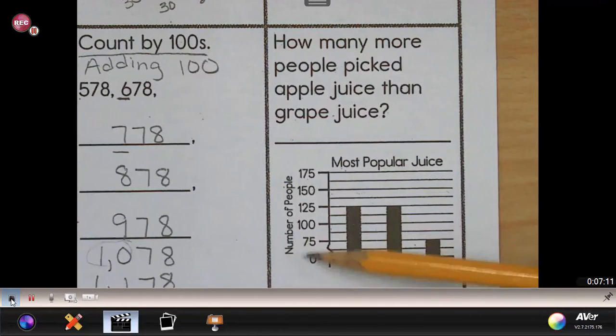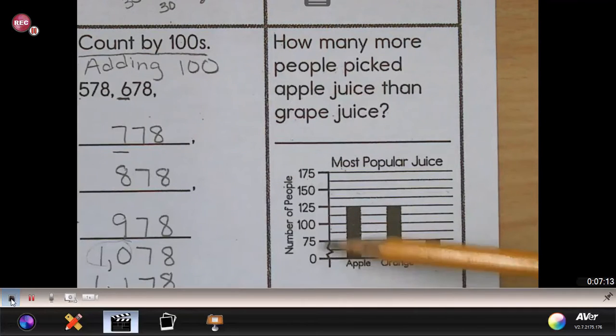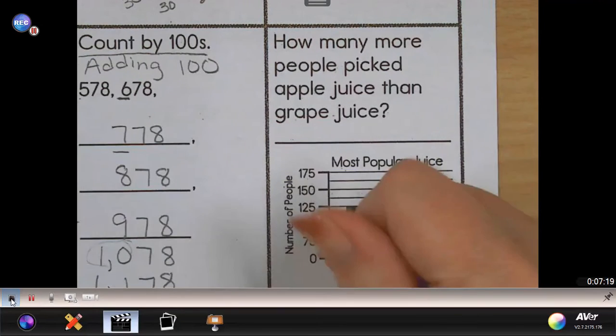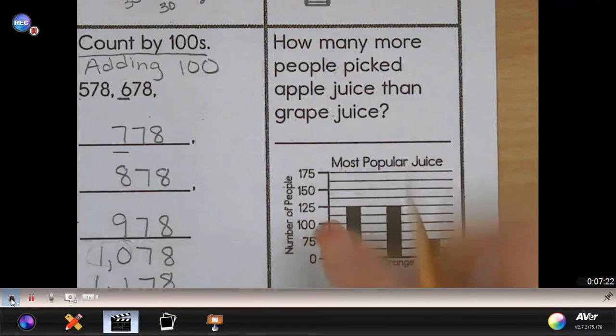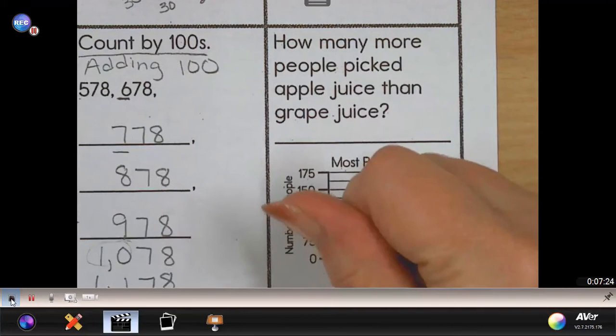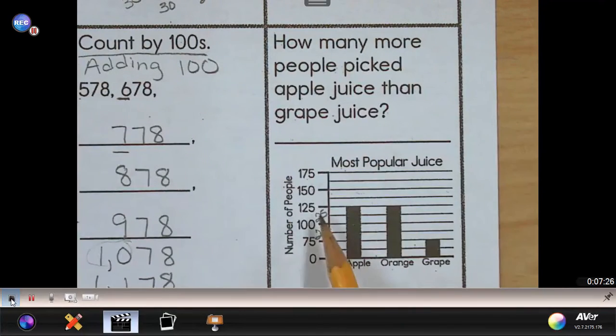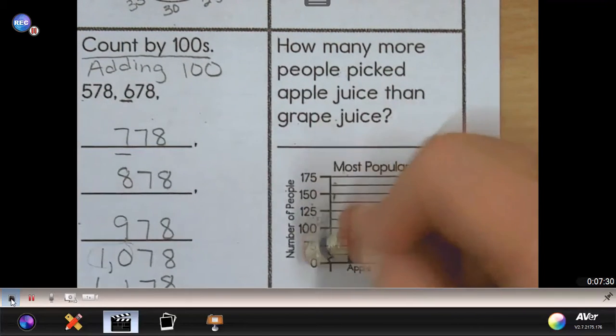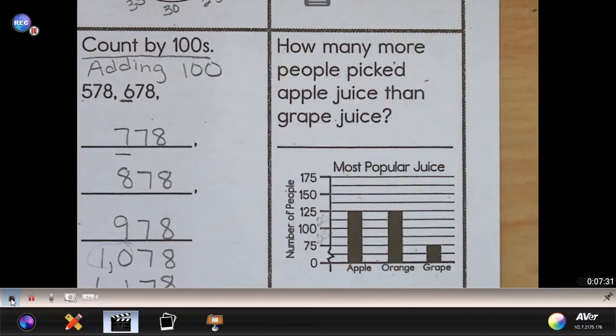And this scale right here, if you notice, is going by 25, because to get from 75 to 100, that's 25. To get from 100 to 125, that's another 25, and so on. So it's going by groups of 25 here.